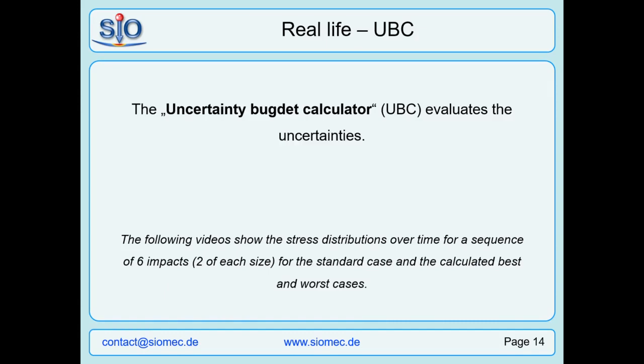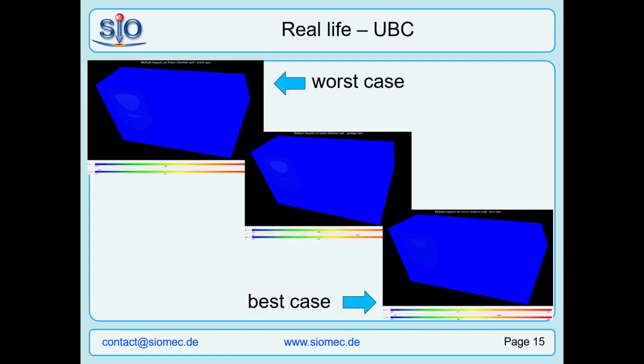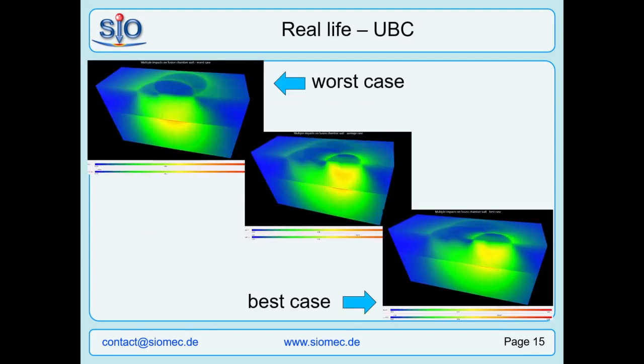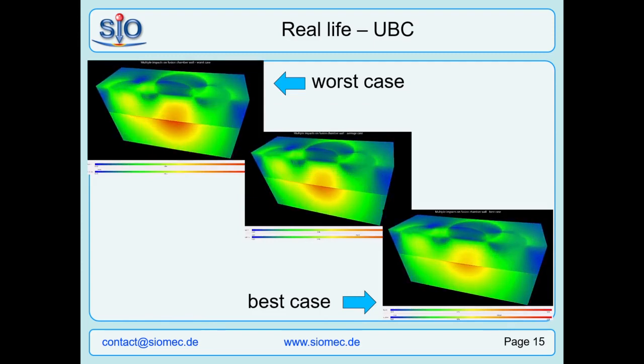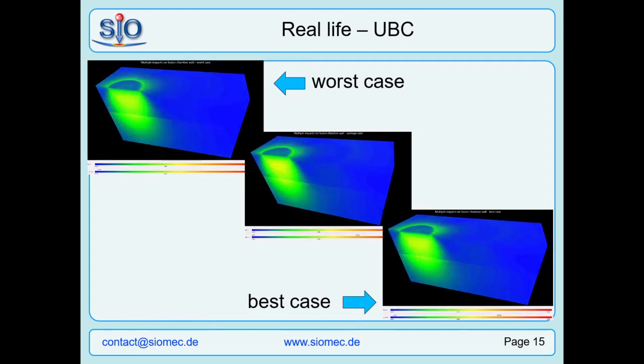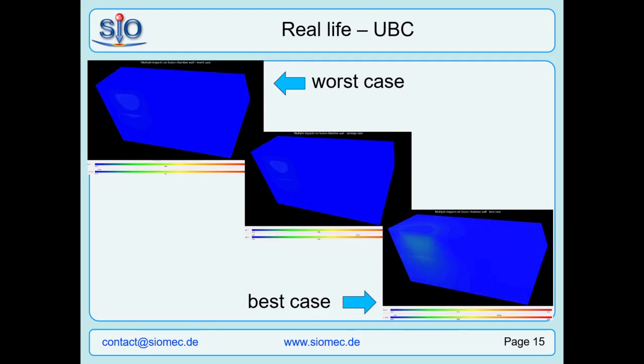The SIO software Uncertainty Budget Calculator now evaluates the uncertainties of the process by taking into account the unknown, or not accurately known, parameters and the ranges of variation. The animations show the stress distribution over time for a sequence of 6 impacts with 2 impact situations of each size. In the middle frame you see the standard, normal or average case.